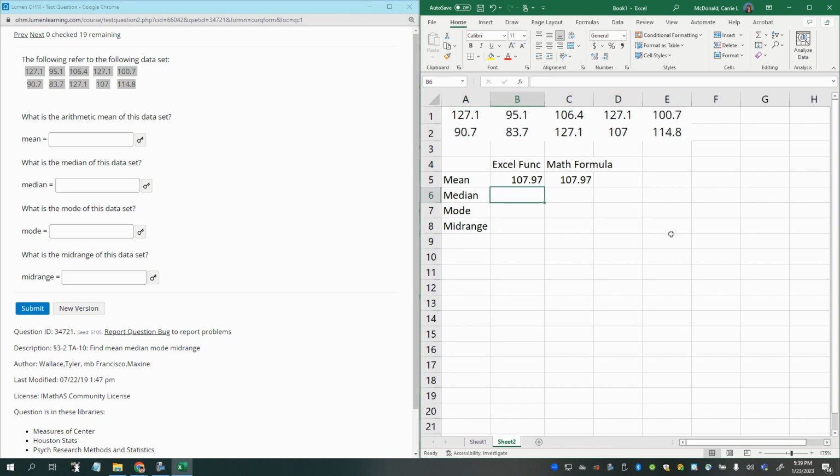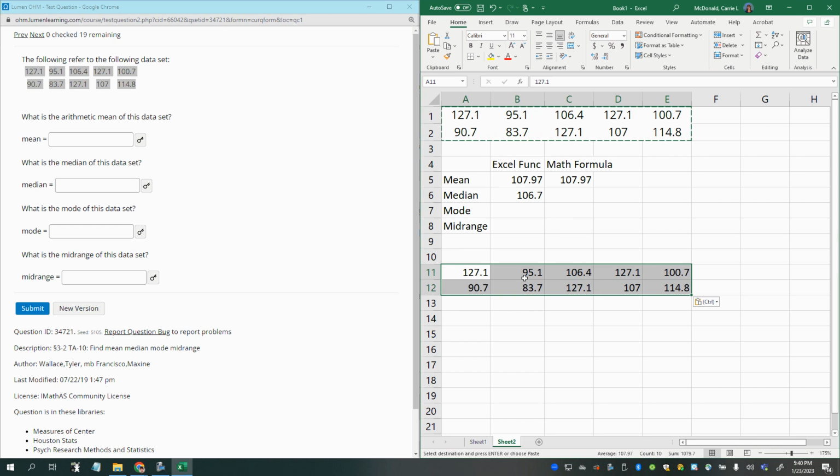Now the median, remember, is going to be the value in the middle. There is actually a median function. I just select my data and press enter. However, again, it's important to know how to find this without using a special Excel function. Remember, your median is the middle value when your values are laid out in order from least to greatest. I'm just going to copy this data down here, and I'm going to put it all in a nice little row.